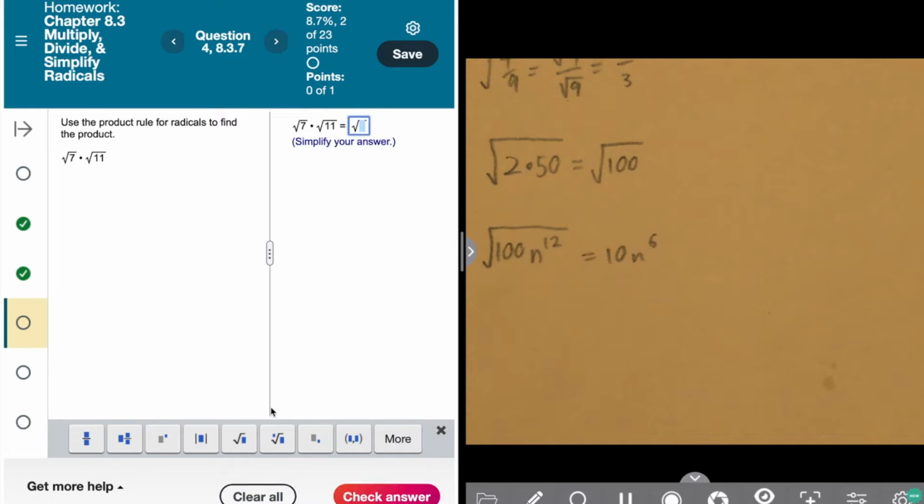Up next, this one's not going to be nice, but hey, that's the root of 77. Now, that's the idea, 77 doesn't root nicely at all. You can check for yourself. It's going to be some really ugly decimal. How do I know that for sure?